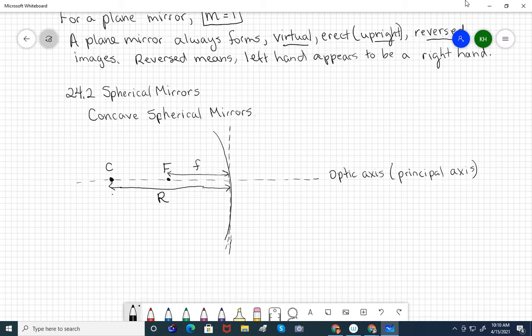So let's get some more vocabulary written down. C is the center of curvature. In other words, if we drew the entire sphere or the entire circle, that would be the point at the center. R is the radius of curvature.